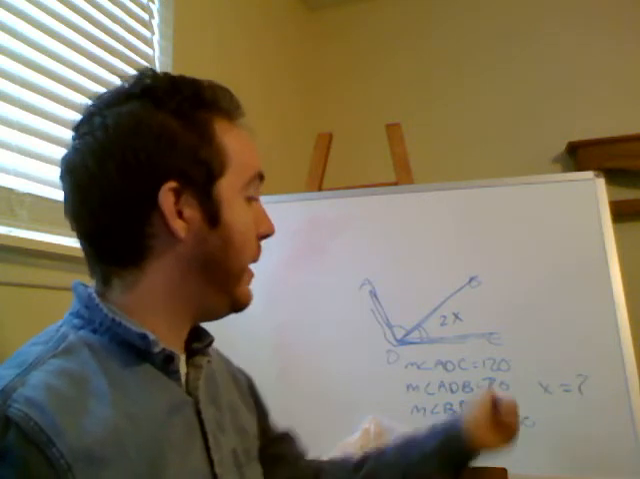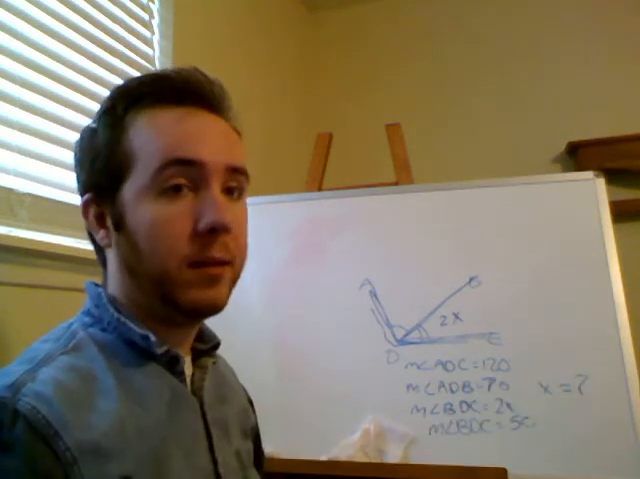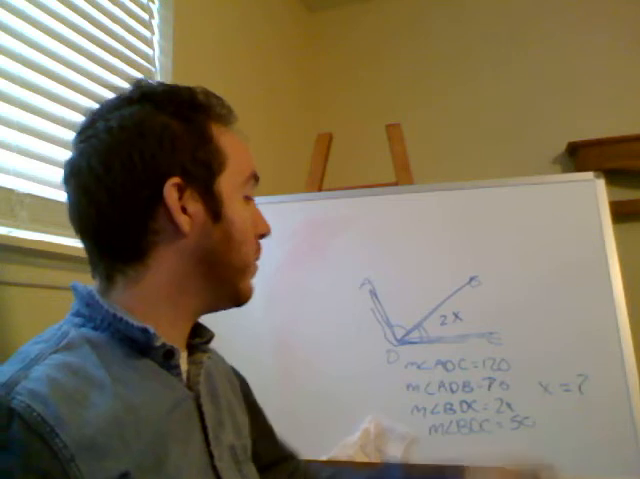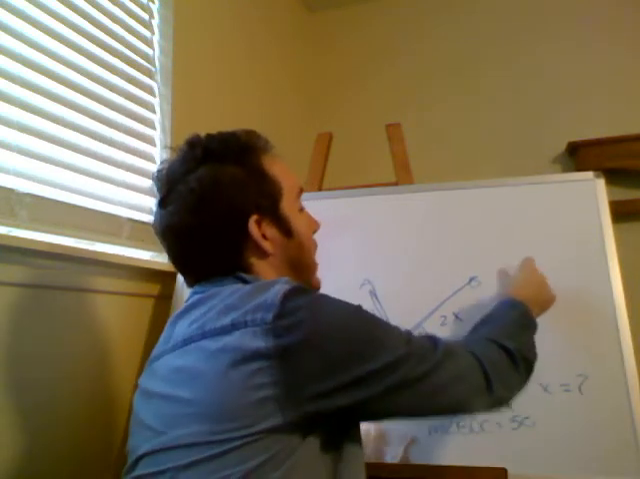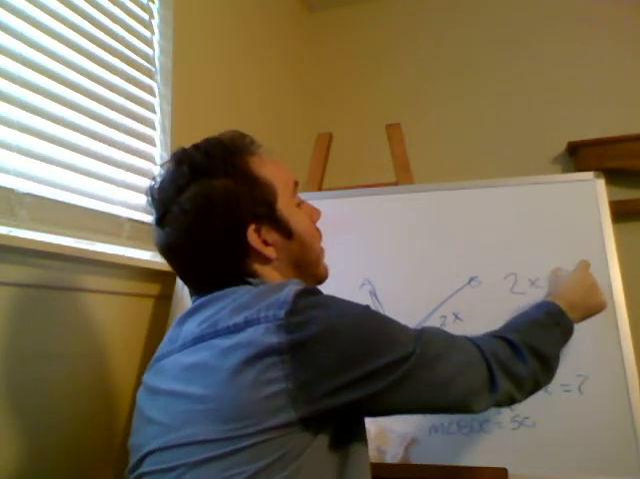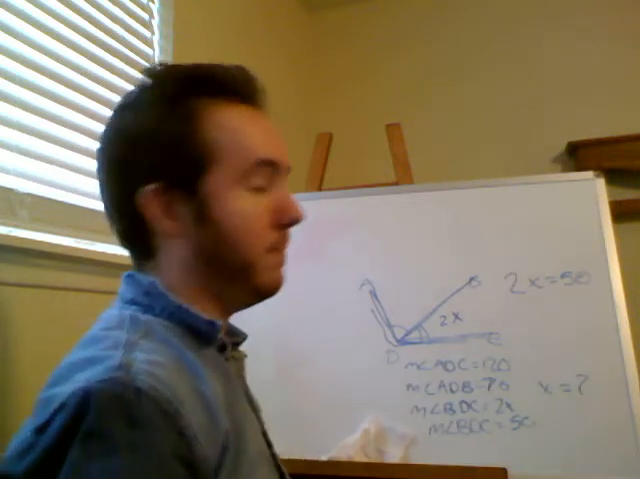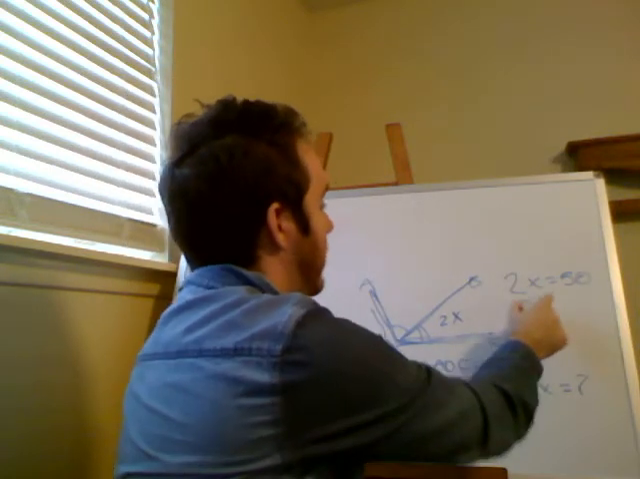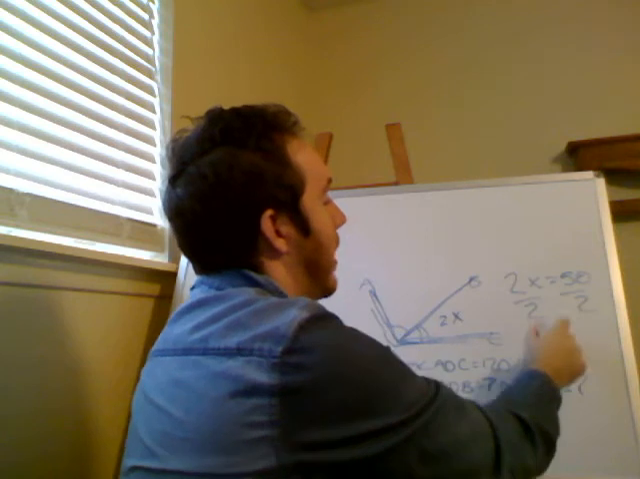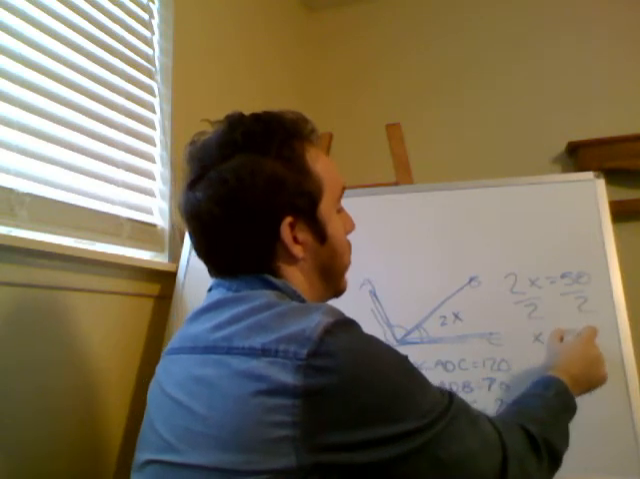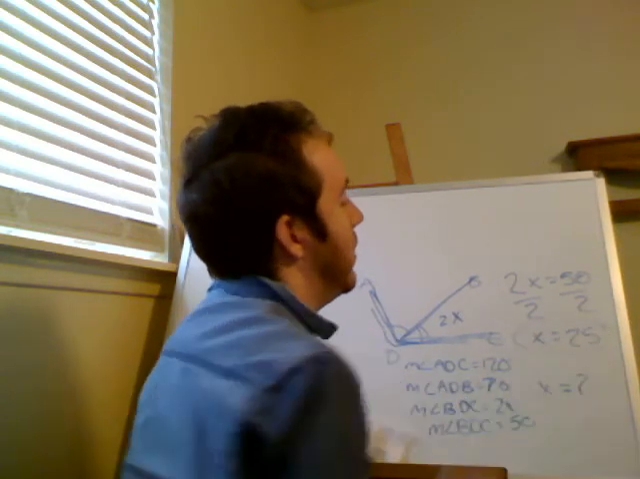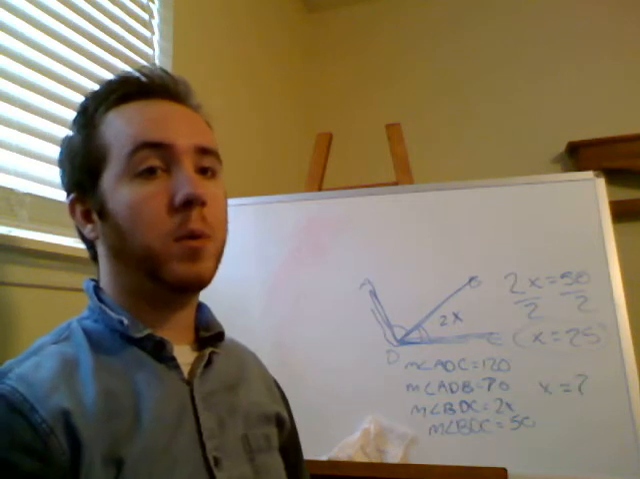And here we see BDC equals 2x. And if it also equals 50, that means we can say that 2x equals 50 because they're the value for the same angle. So to get x by itself, we divide by 2 on both sides, and we get x equals 25, which is my answer. X equals 25.